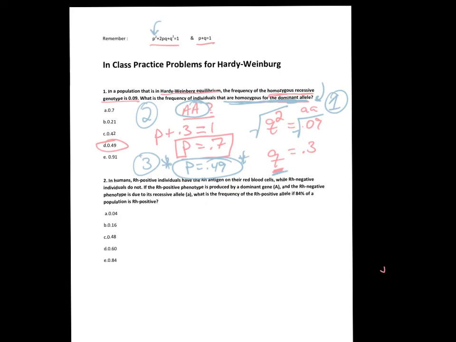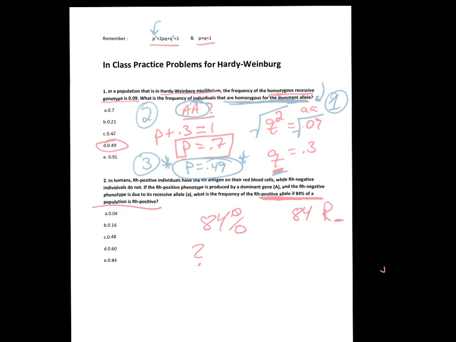The next problem gives you the percentage of Rh positive people in the population. But you've got a problem. They give you 84% who have, let's say, big R blank. We don't know if they're big R, big R or big R, little r. But we do know something. We know that if 84% are dominant, how many recessives do I have?